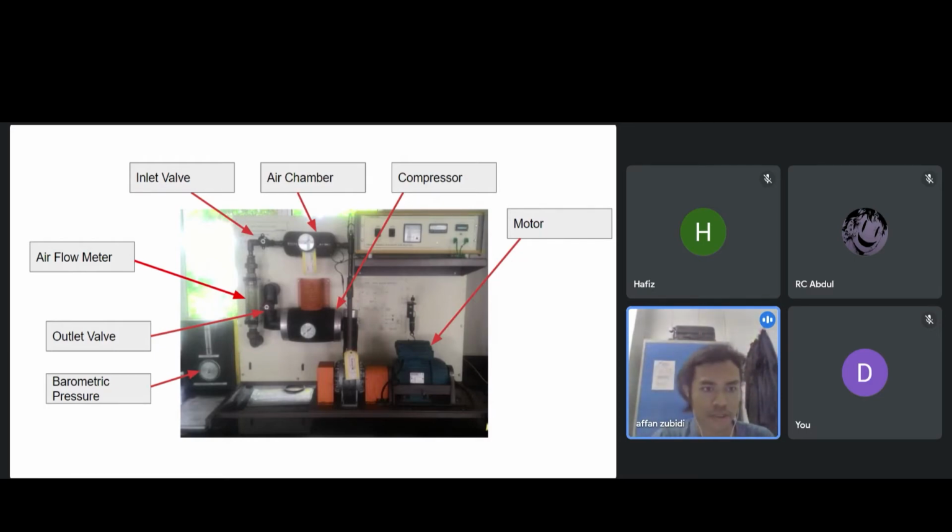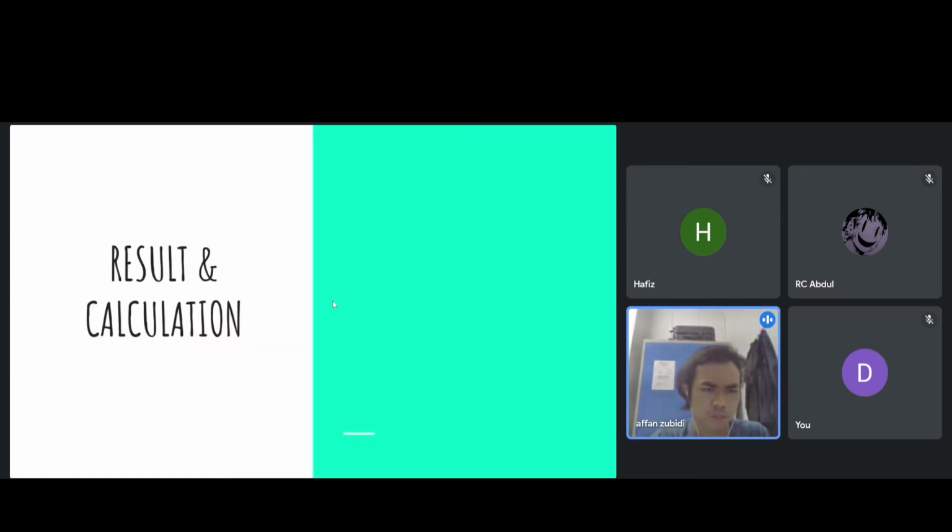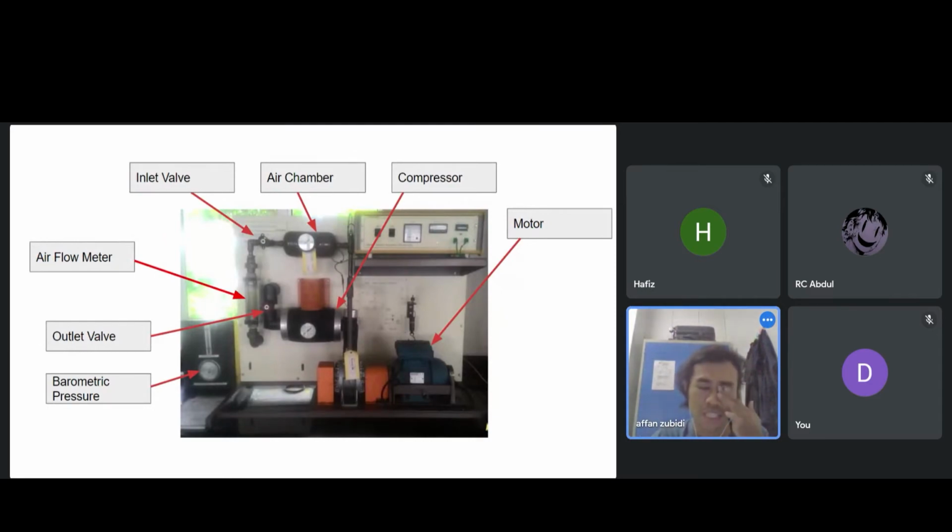So in this experiment, we have an airflow meter, where the air will be taken from the atmosphere, and then the air will move through the inlet valve here, and the air chamber. We have the compressor, and motor and outlet valve, and lastly is the barometric pressure, which we want to read the atmospheric pressure.